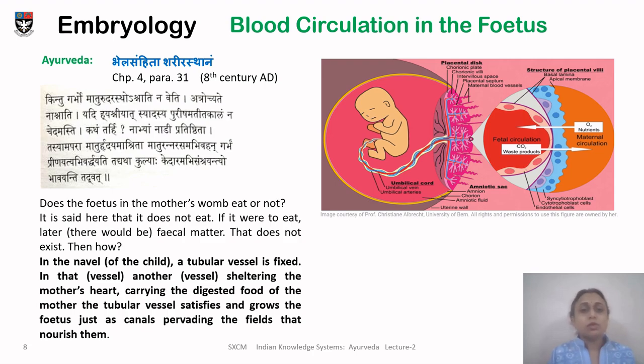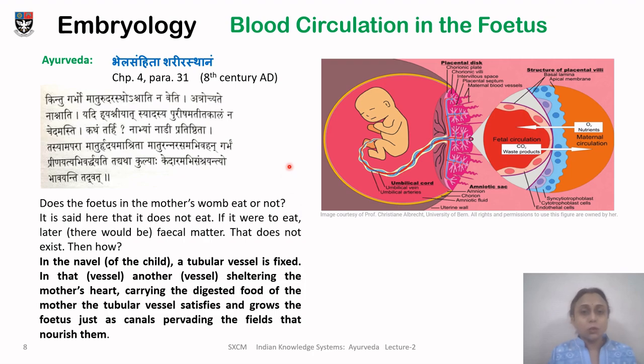In his compendium, which is called the Bhela Samhita, Maharshi Bhela asks the question, does the fetus in the mother's womb eat or not? So he says it does not eat, because if it would have eaten, there would be the creation of fecal matter. Then how does it exist inside the womb in a closed space for 9 months and grow and divide actively? So he says that in the navel of the child, a tubular vessel is present, is fixed, and this tubular vessel is connected to that of the mother. And through this tubular vessel, the mother satisfies and grows the fetus.